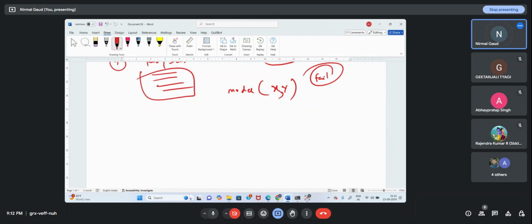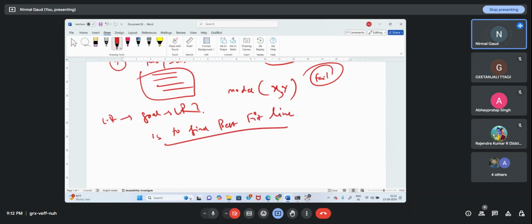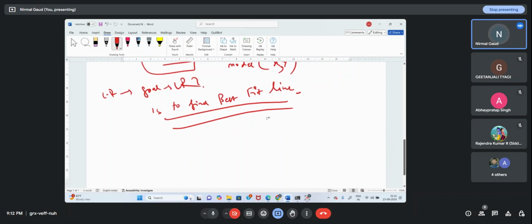So why are we using this linear regression model? What is the goal of the LR model? The goal of the linear regression model is to find the best fit line. Best fit line, that's what I want to find. Now, what is the best fit line?